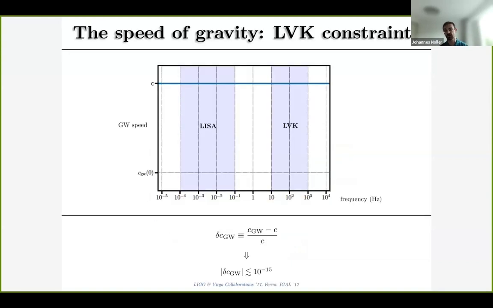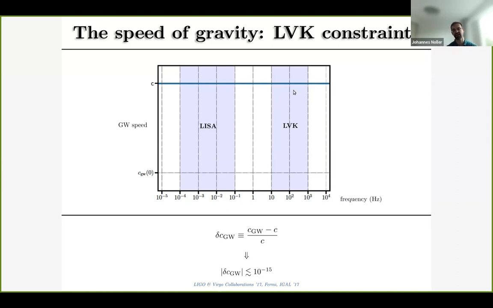Very good. So you may tell me, well, I'm talking about the speed of gravity, but we already know what that is. We have a fantastic observation from GW170817, the binary neutron star merger. And what I want to highlight here is, of course, that this is a measurement that was done in the LVK band around here. And so if you're dealing with a situation where the speed of gravitational waves is just a constant number, then of course you're done. You've done this measurement and you can go home.